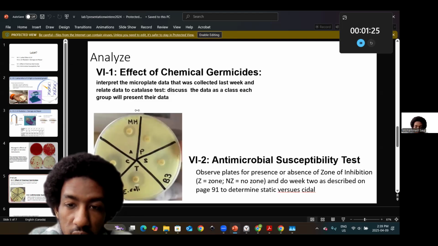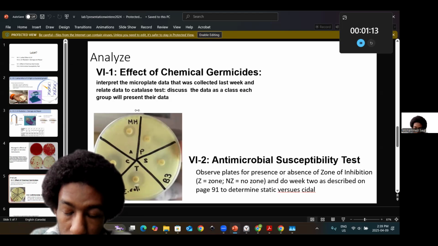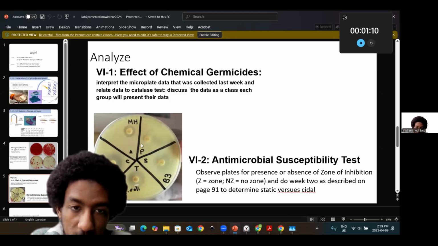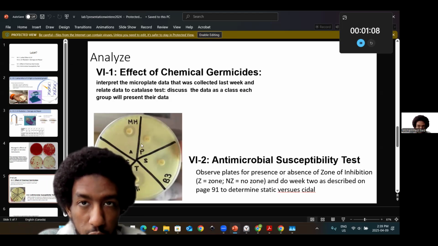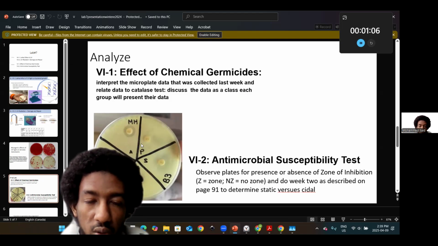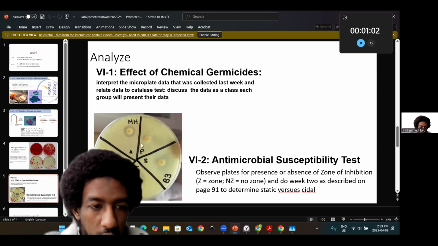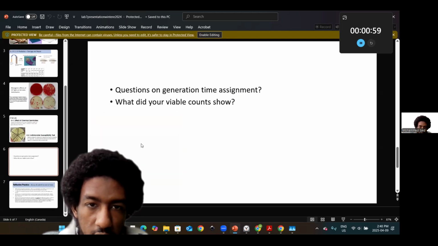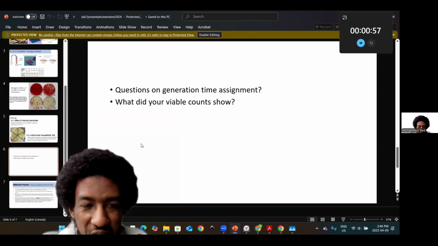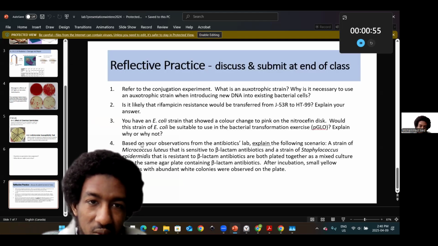And then you would have seen the results of your last week's material, right, which you just talked about for week 6, chemical germicides. You would have done your presentation as well, bearing in mind the zones of inhibition from different antibiotics for both plates that you analyzed, so E. coli and Staphylococcus epidermidis. And so I think that concludes. If you had questions, generation time, you can mention them as well.